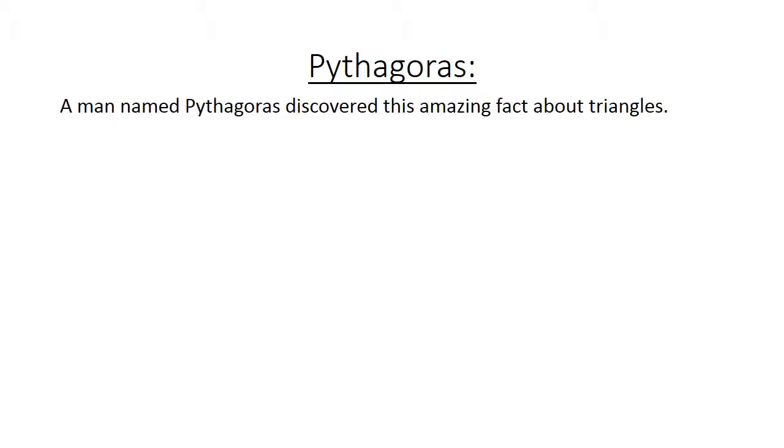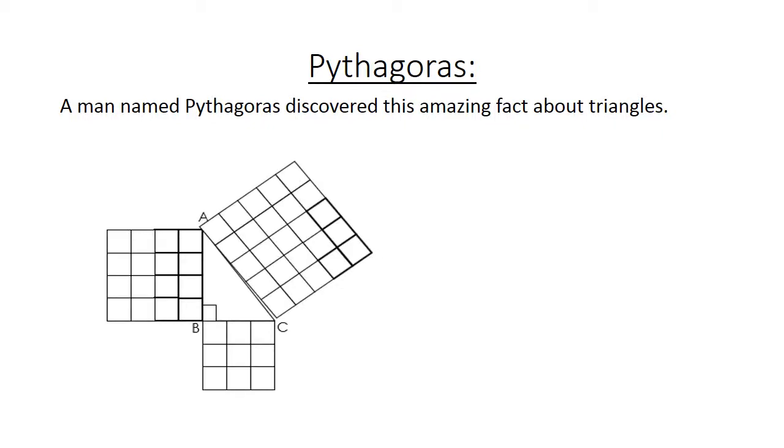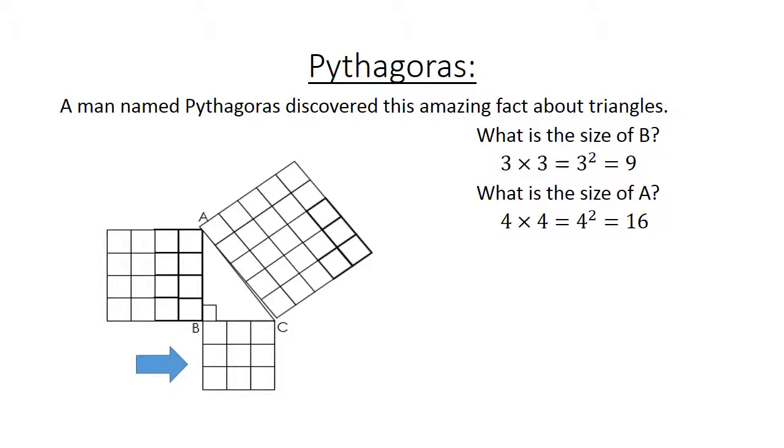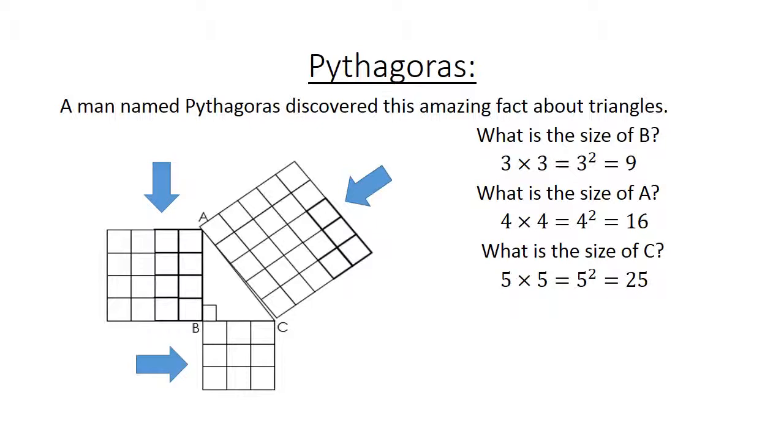Pythagoras. A man named Pythagoras discovered this amazing fact about triangles. What is the size of B? There are 9 blocks. 3 times 3. What is the size of A? 4 times 4 equals 16. And the size of C equals 5 times 5 equals 25. AB square plus BC square equals AC square.